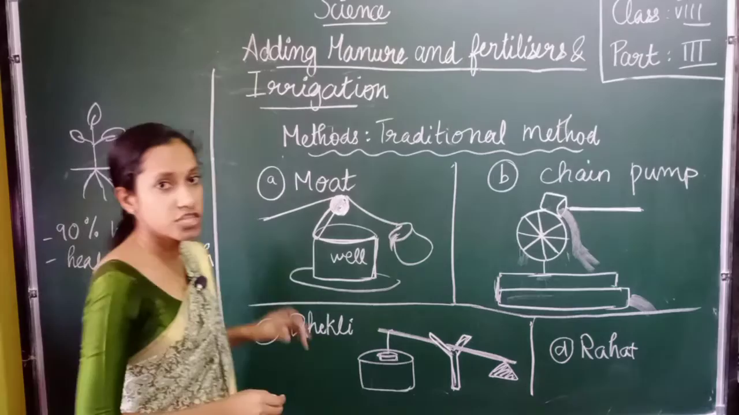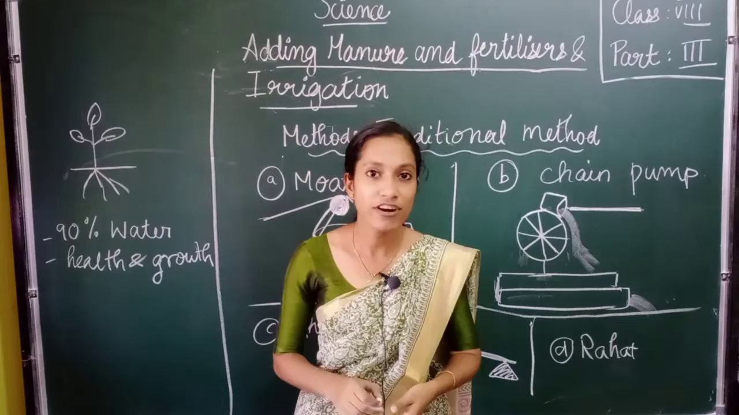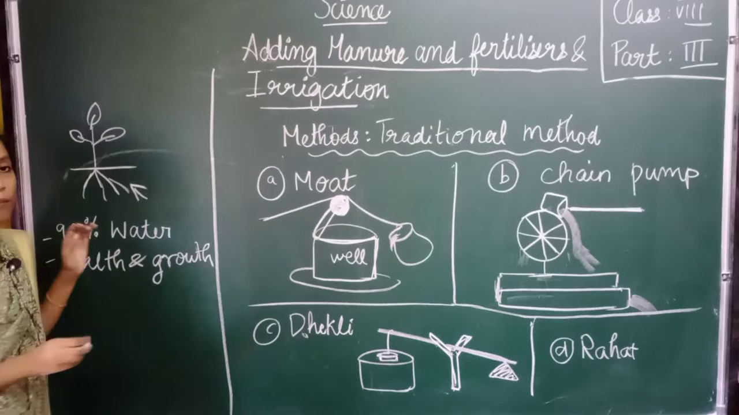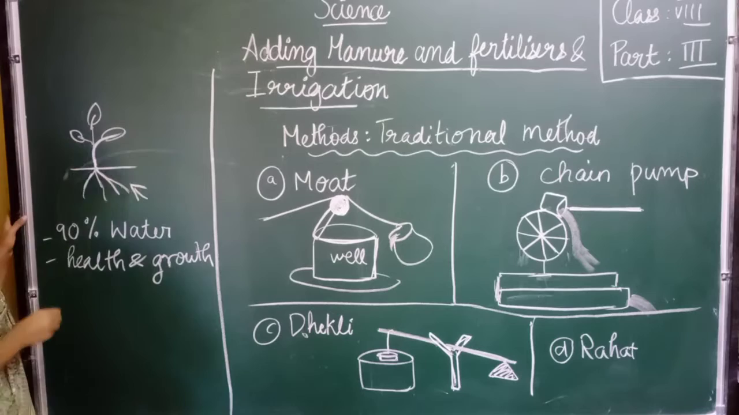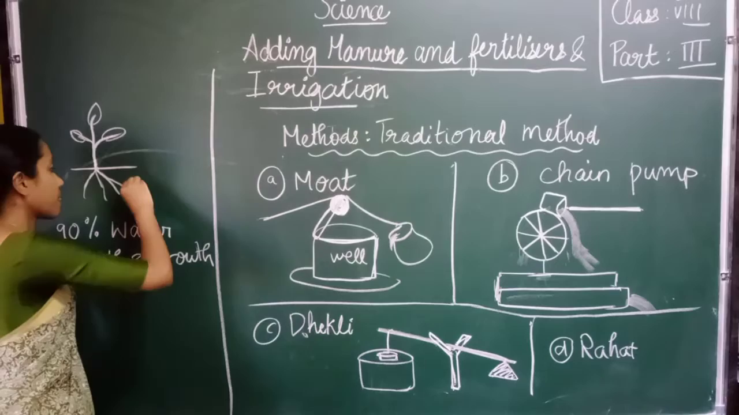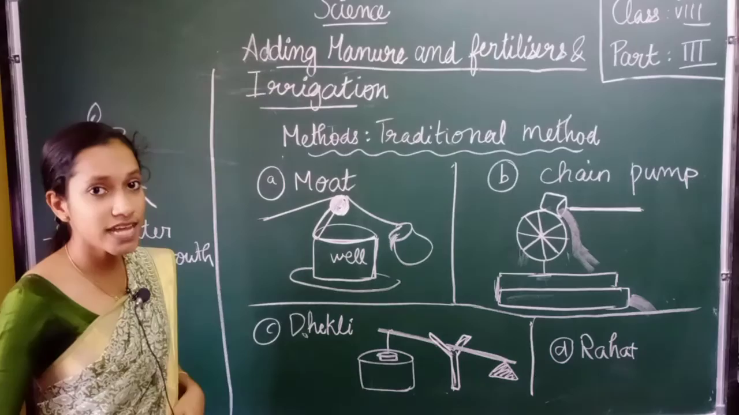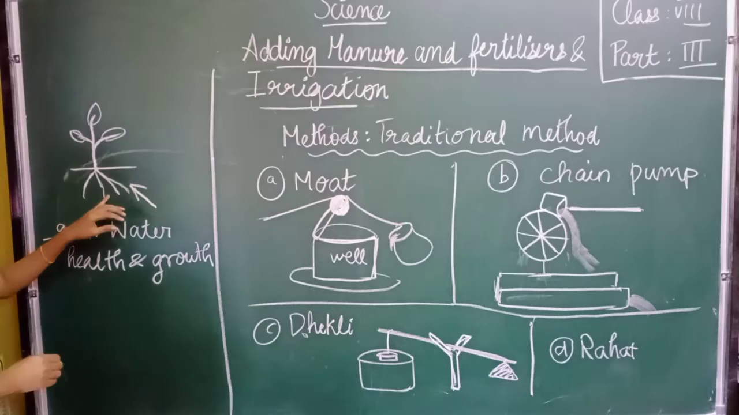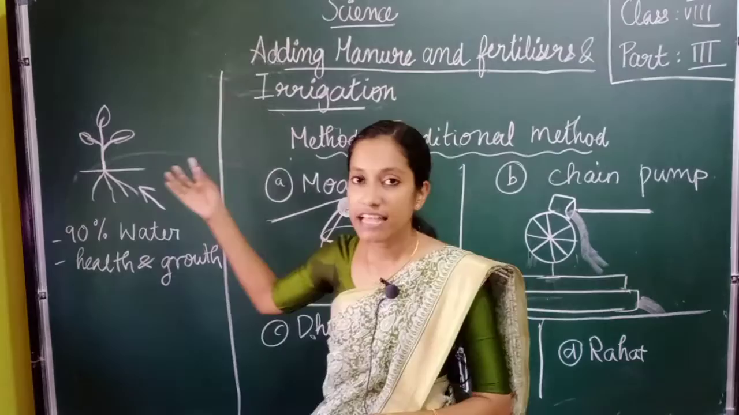So what happens when we add water to the plants? Do you know? The water will be absorbed by the roots, and this will travel along the stem and to the leaf. Understood? Is it only water? No, the nutrients, the fertilizers or the manure we add, everything is absorbed along with the water into the plant. It will reach the leaves and stems of every plant.